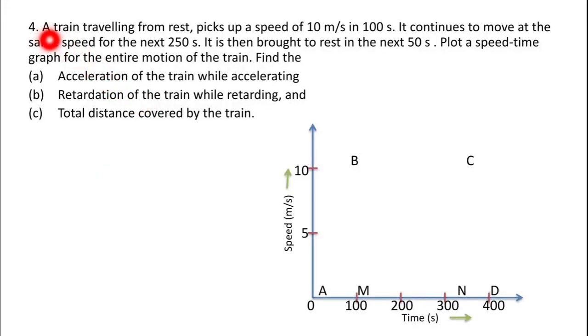Now students, our next problem is that a train traveling from rest picks up the speed of 10 meter per second in 100 seconds. It continues to move at the same speed for the next 250 seconds. It is then brought to rest in the next 50 seconds. Plot a speed time graph for the entire motion of the train. Find also acceleration of the train while accelerating, retardation of the train while retarding, and total distance covered by the train.